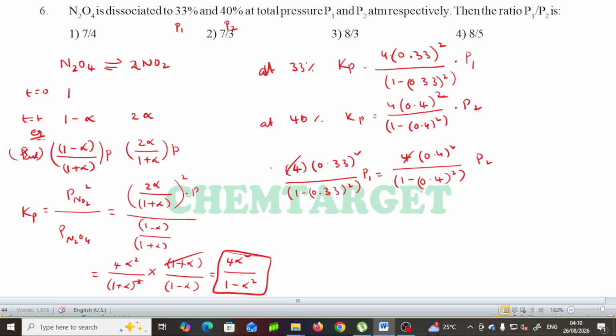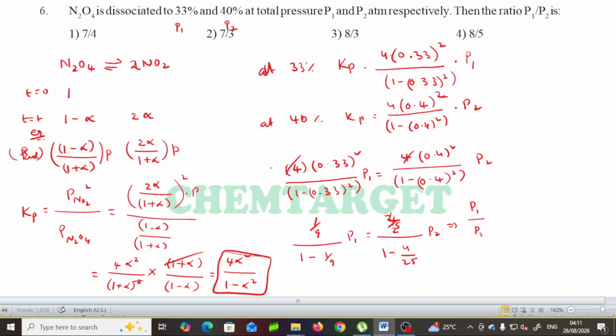But here, see, this 0.33 can be written as 1 by 3 square, which means 1 by 9 divided by 1 minus 1 by 9, P1 is equal to this. 0.4 can be written as 2 by 5 square, which means 4 by 25 divided by 1 minus 4 by 25, P2. But actually we need to find out the P1 by P2.